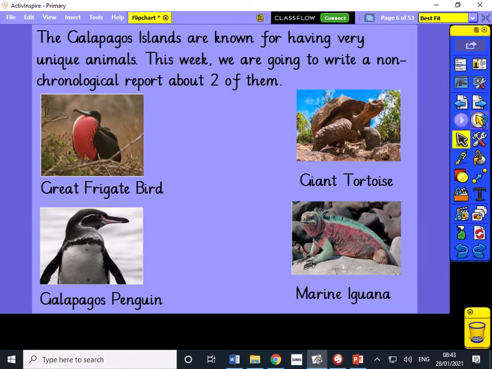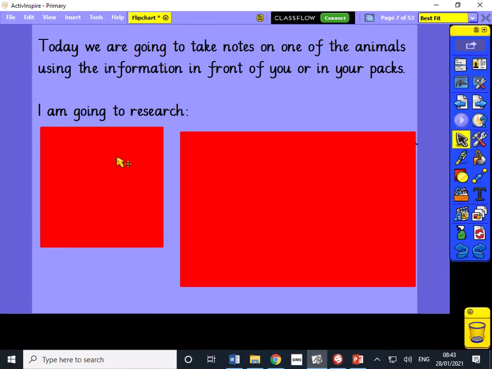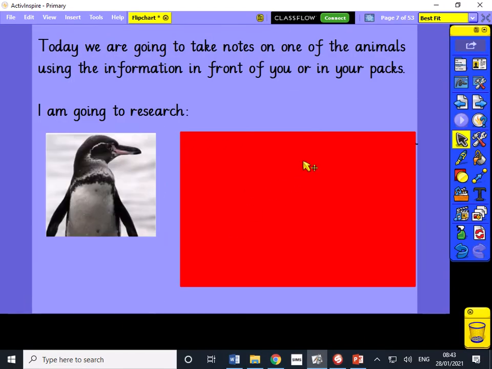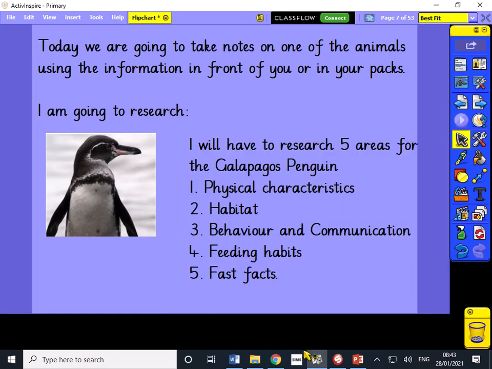Okay, so I'm just going to go back on here. There we go, we're going to research. Now to research we need to think of each subheading that we're going to research. So we're going to write about these subheadings at the end of the week. So we're going to write 5 areas of the Galapagos penguin, and we'll do them in order. So the first thing we'll do is physical characteristics.